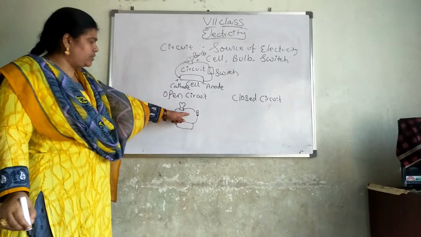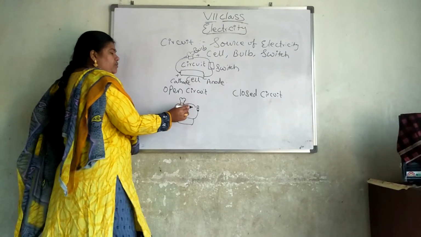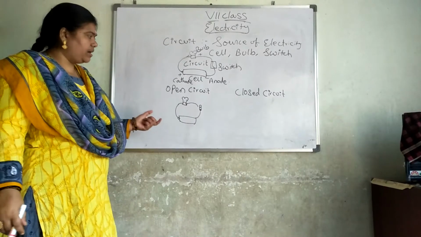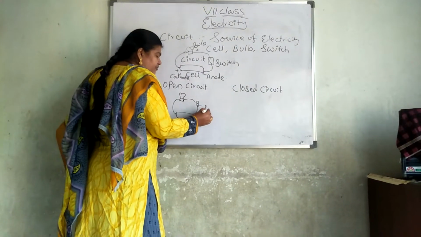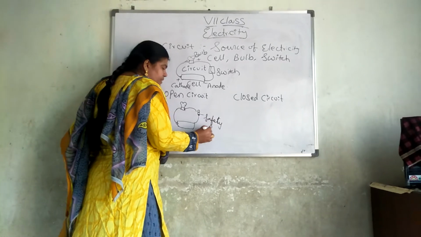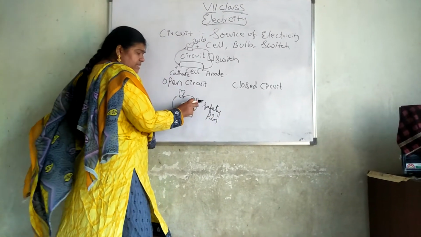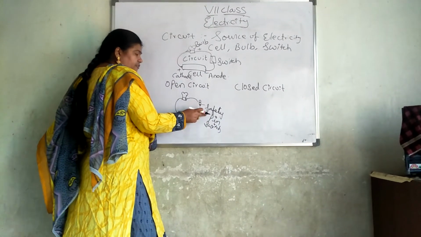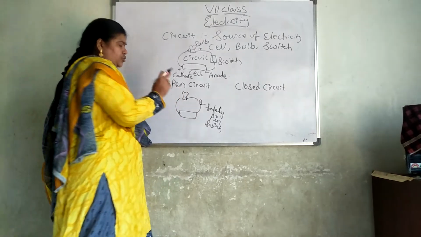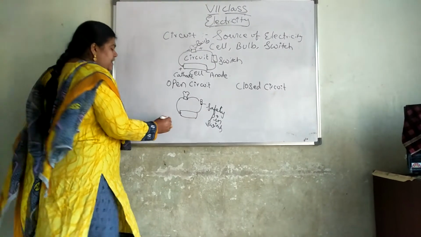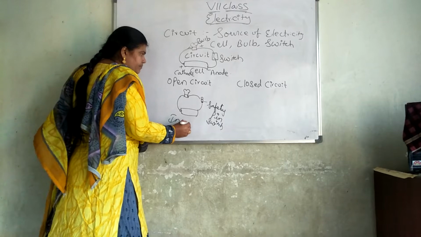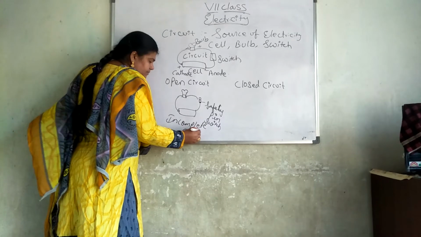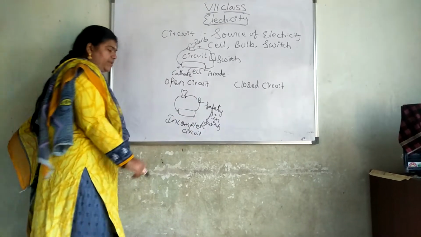Now can you see how the connection was? The safety pin was not connected to the circuit. Now what is it acting as? This safety pin is acting like a switch. So here you can see that the safety pin is not connected to the circuit. It is an incomplete circuit.